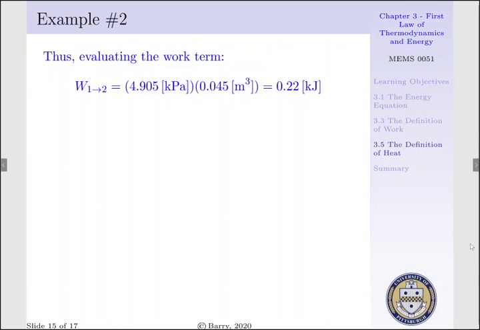Thus, if we evaluate our work term, our work going from state 1 to state 2 is our pressure times the change of our volume, 4.905 kPa times 0.045 meters cubed. Or we're producing 0.22 kilojoules of work.